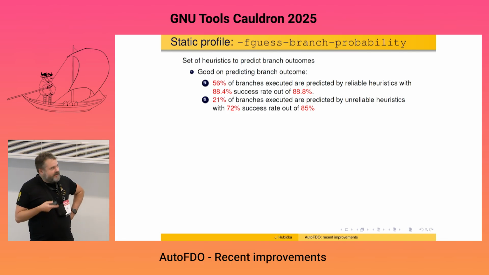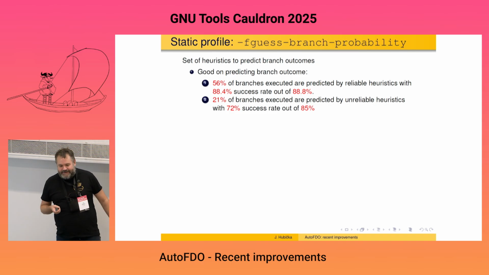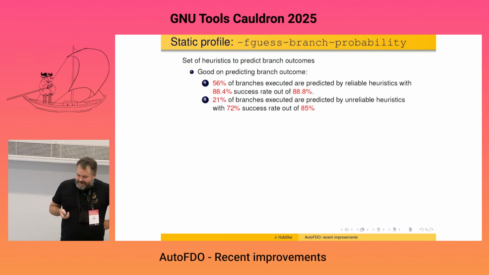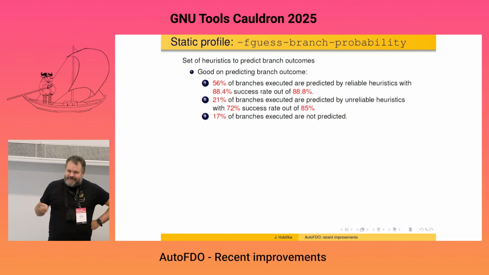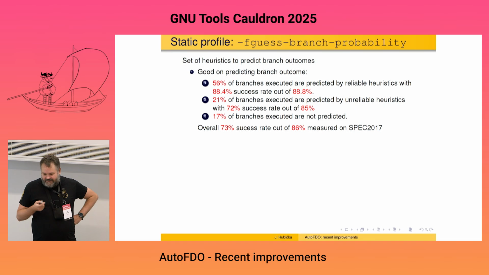The rest of the branches are predicted by some big heuristics, like that the opcode values are usually positive. People don't like negative numbers. And that works like 72% out of 85. And there are some branches which we have no idea about because we have no heuristic matching them. And altogether, it gets like 73% out of possible 86 on SPEC 2017, which looks pretty good, actually.